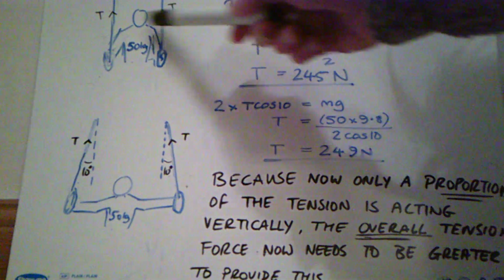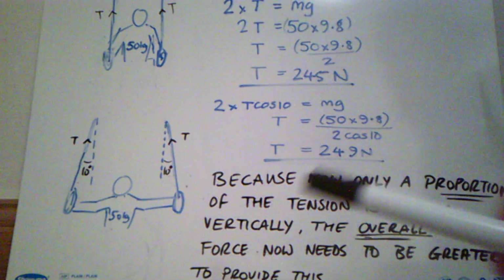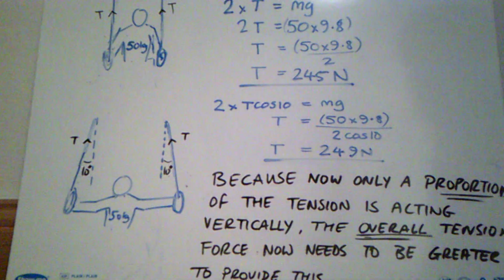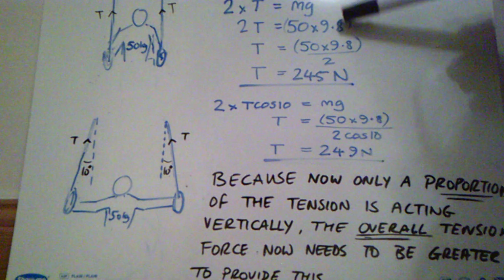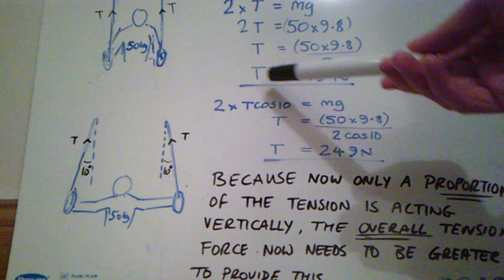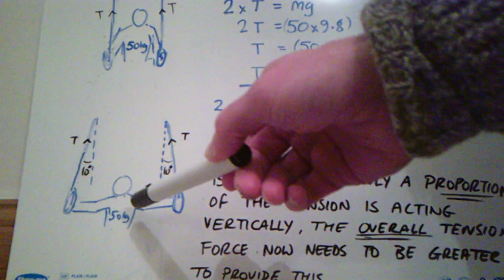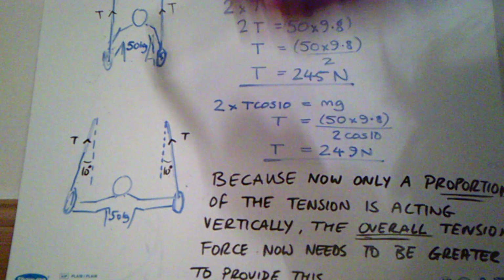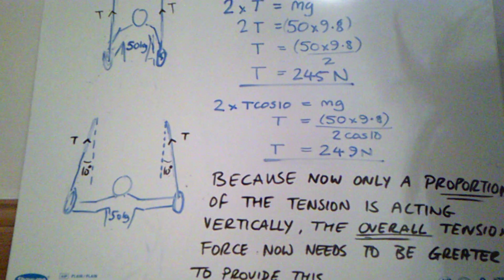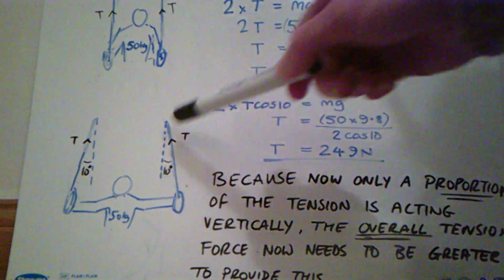So we've got T there and T there, which is 2T equals the weight force going down, which is mg. Solve it however you want, but we know the tension in each cable therefore is 245 newtons. Gymnasts are usually ridiculously strong, so let's say this person now pushes these cables, these ropes, outwards at an angle of 10 degrees.